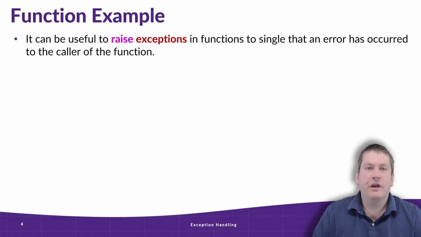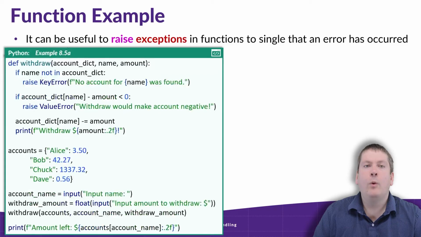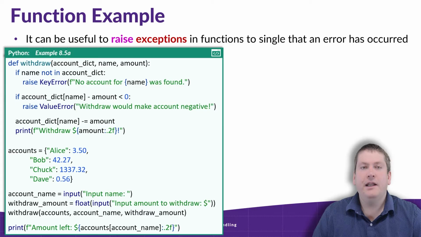Let's take a look at a more interesting example that involves withdrawing funds from an account. Here we have a function called withdraw, and it takes an account, a name, and an amount. The account would be a dictionary that defines all the different users of the system, as well as their current account balances. Name would be the username who's withdrawing money, and amount would be the amount to withdraw. The account dictionary is set up such that each key in the account dictionary is a username, and each value is the amount currently in that user's account.